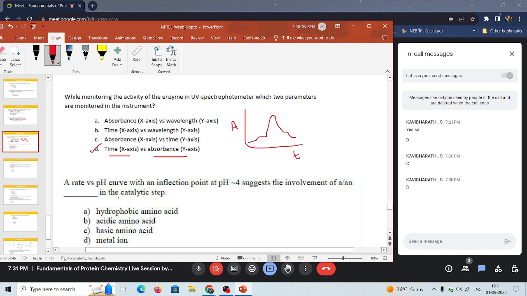Okay, the next one. A rate versus pH curve with an inflection point at pH 4 suggests the involvement of an dash in the catalytic step. So you are plotting a rate versus pH curve with an inflection point at pH 4. So what is there in the catalytic step? So the pH is 4. So what type of amino acid or ion would you expect in the catalytic site?